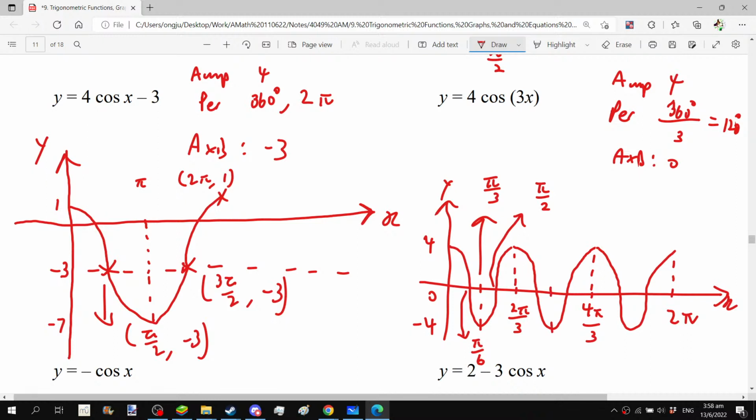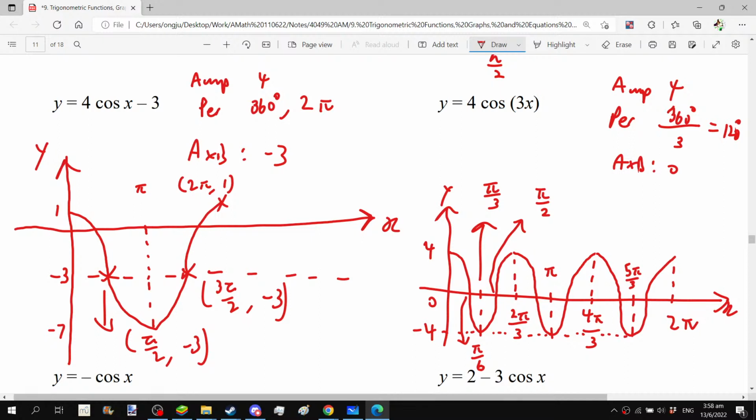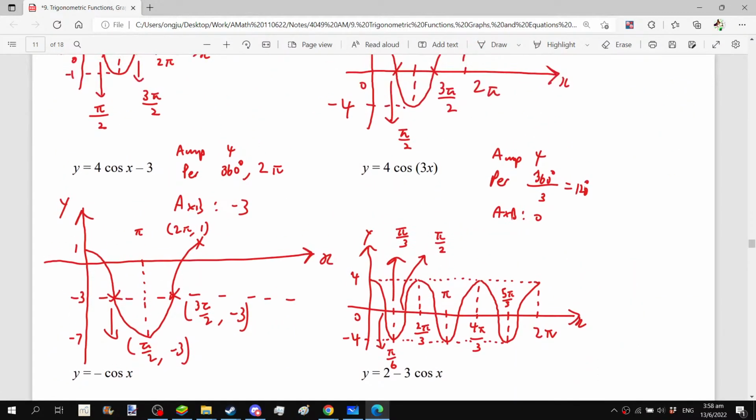And I'm sure you can figure out the rest of it yourself. This will be pi, and then this will be 5 pi over 3, right? And once you have this, let's just add in these dotted lines to make sure everyone knows the -4 touches all of the minimums, and the +4 touches all of the maximums, and we are done. Looks a little ugly, but you'll get used to it. In fact, if you're watching this video as revision, you might be Sec 4 by now, in which case you better be used to it, right?